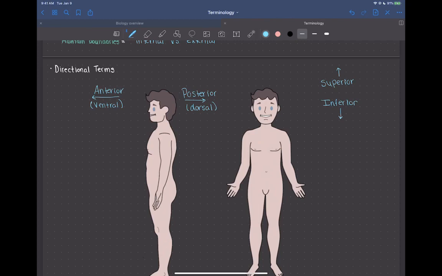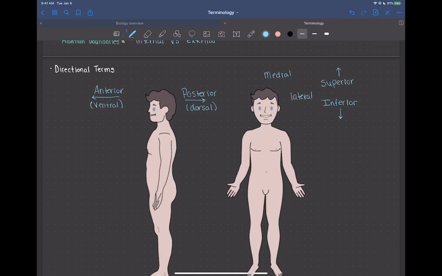All right, so let's go to some that kind of may be a little less familiar. All right, so we have medial versus lateral.